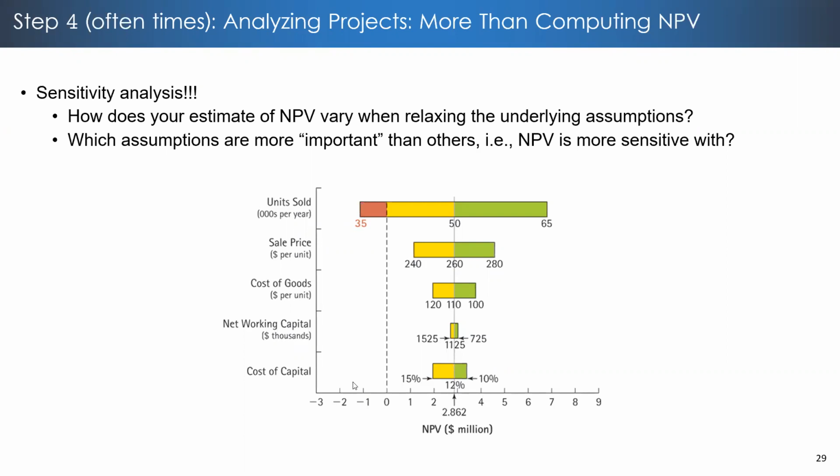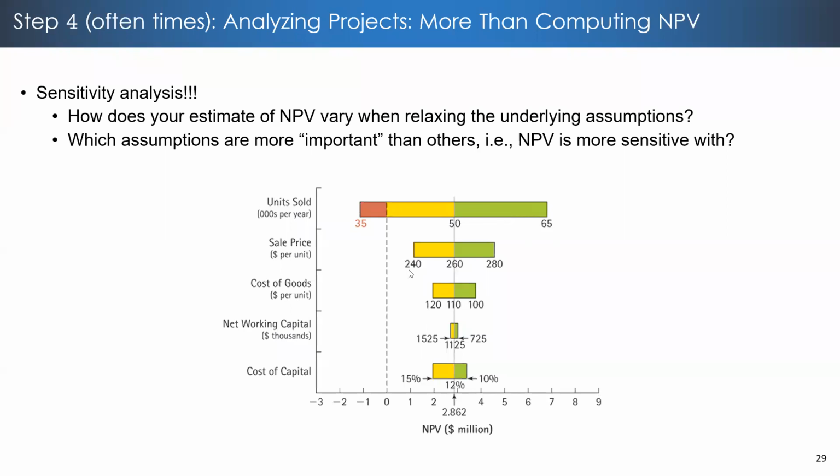And what does that tell us? It tells us that if our forecast of unit sales could be as low as 35,000 per year, then maybe we should not take that project because it will make our net present value go way below zero. However, if we oversell those products, meaning that we sell more than what we expected, reaching 65K per year, then that would be a really good project because the net present value is likely between 6 and 7 over here, which is much higher than 2.8.